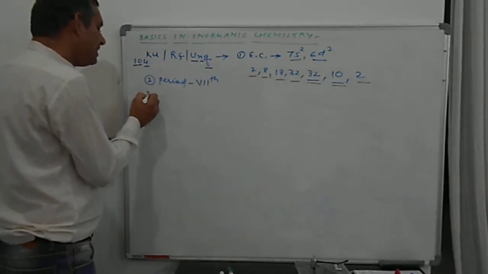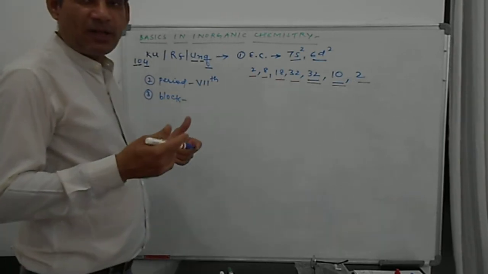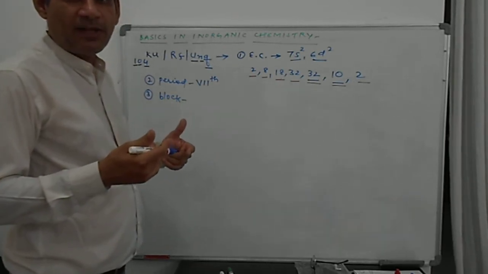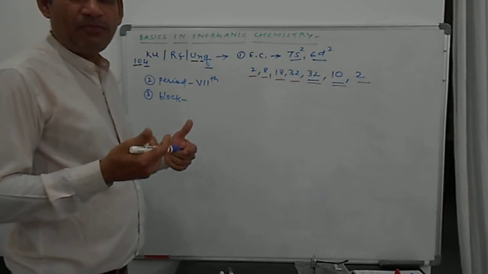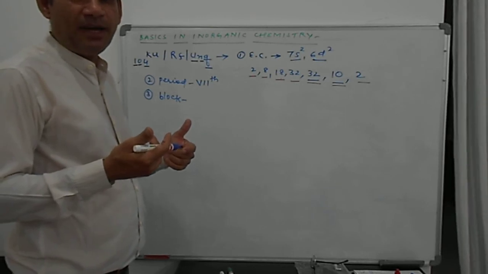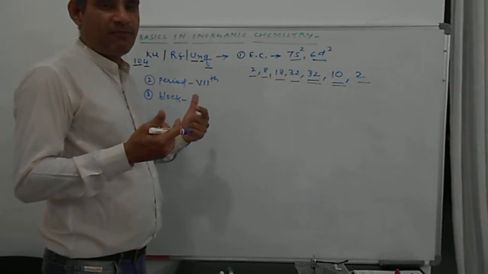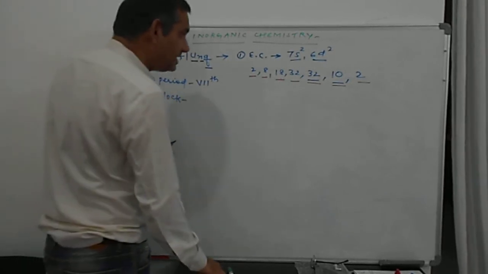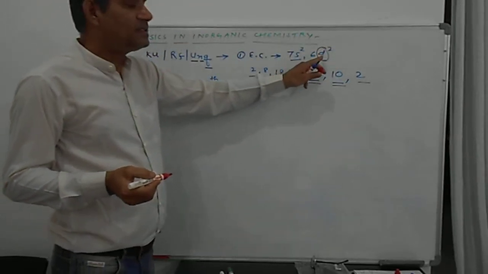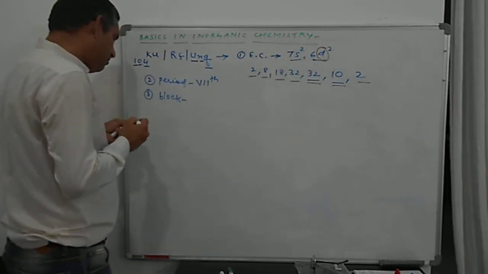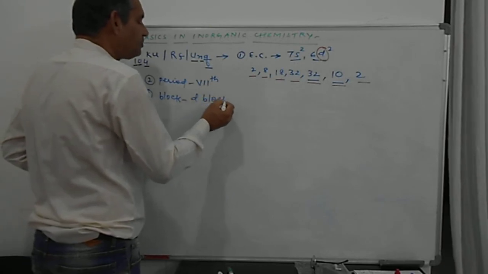Now see, which block does this element belong to? You know S block, P block, D block and F block. 4 types of blocks are there in the periodic table. All elements, which are more than 100 in number, can be classified into S block, P block, D block and F block elements. See here, the last electron enters the D subshell, where the last electron is filled in the D subshell. So it is a member of the D block. This element is a member of the D block.